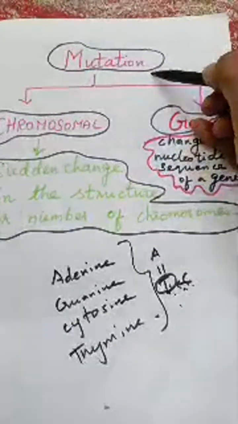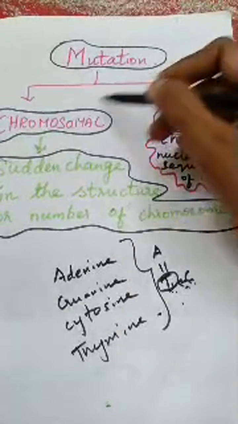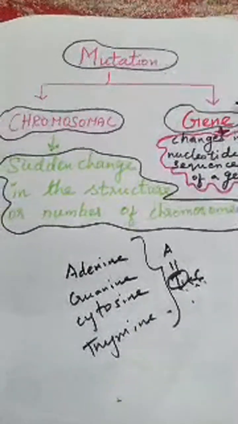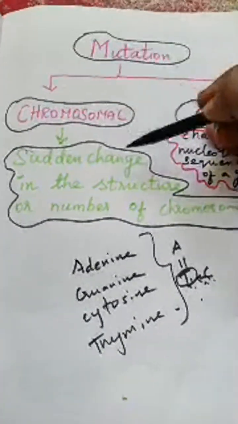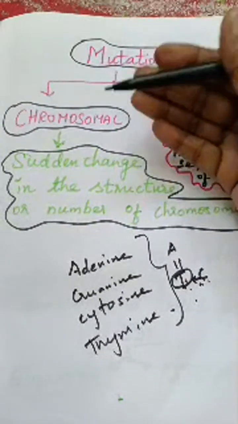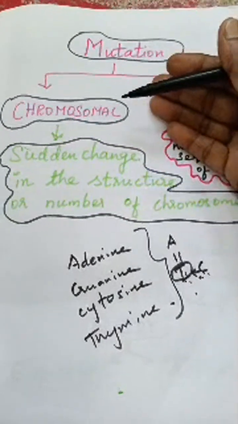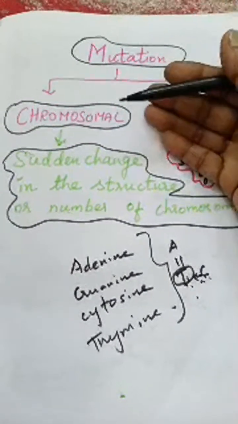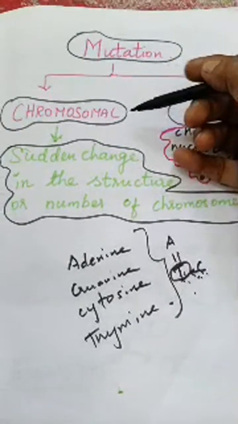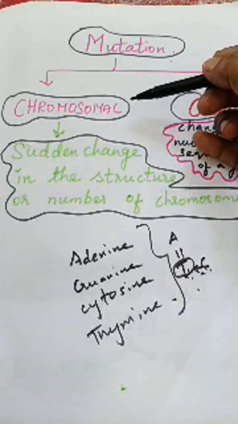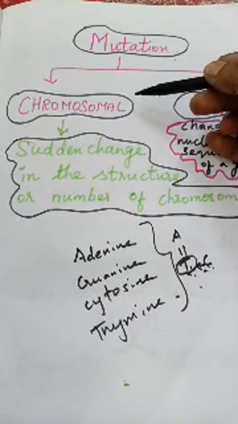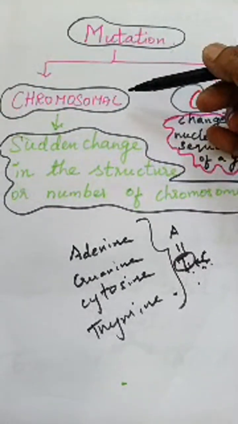So this mutation is of two types, chromosomal and genetic. Chromosomal means in the chromosome structure. Chromosome is the combination of many genes. Genes are the combination of many DNAs. So in this chromosomal change, there will be a sudden change in its structure or number of chromosomes. It's known as the chromosomal mutation.